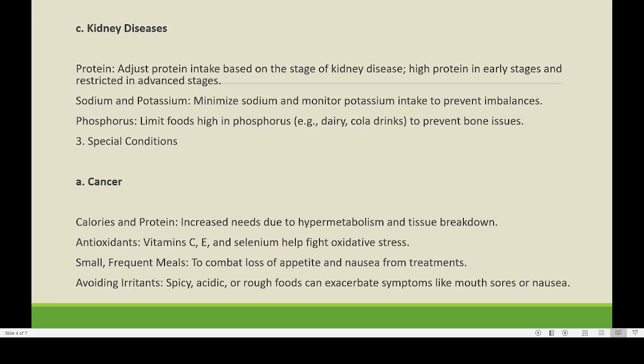Generally people with cancer may not be able to eat a lot of food. So what they can do is that instead of taking 3 meals, they can have 4 or 5. Avoid irritating food like spicy, acidic or rough food. They can exacerbate symptoms like mouth sores or nausea. So this kind of modification may be advisable for a person with cancer.